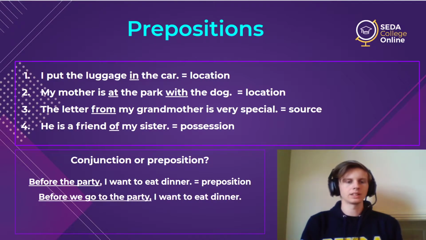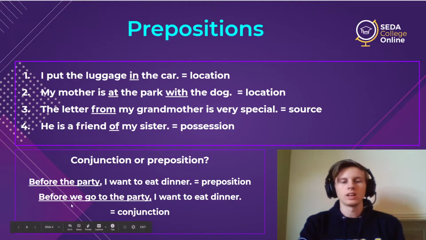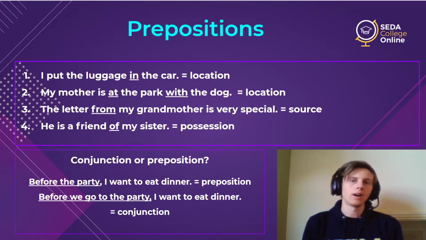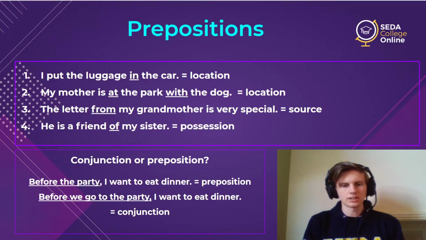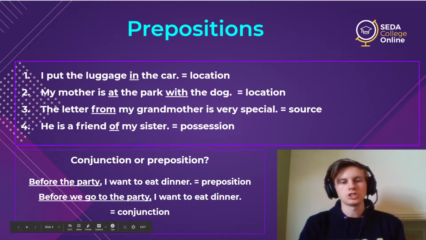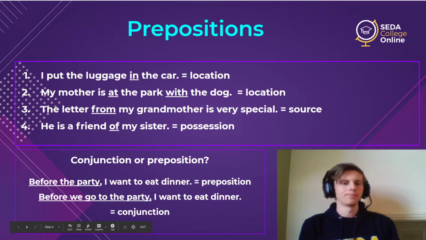Or we can look at something like this. Before we go to the party, I want to eat dinner. So now we've got a conjunction because we have a noun and a verb. So we've got a sentence, a subject and a verb. So now I know it's a conjunction because conjunctions connect sentences together. Well, not always, but this one connects sentences or clauses. And then the one above is just a noun. So I know it's a preposition.